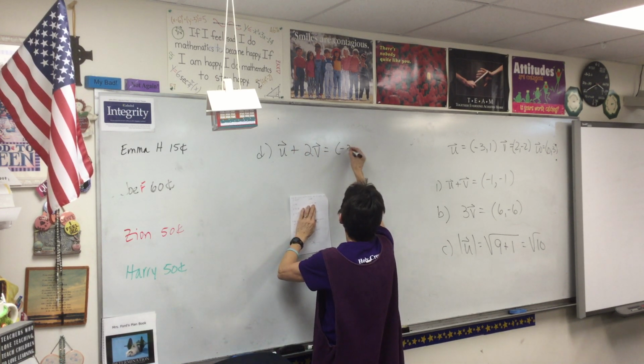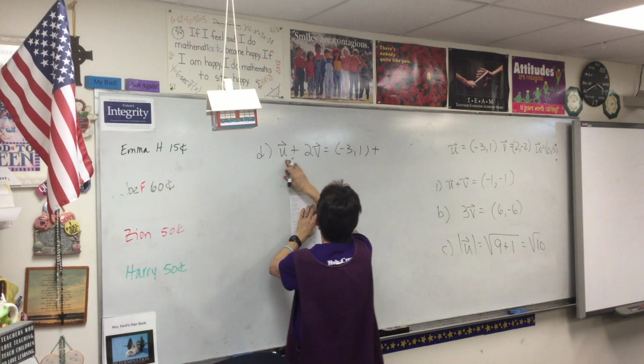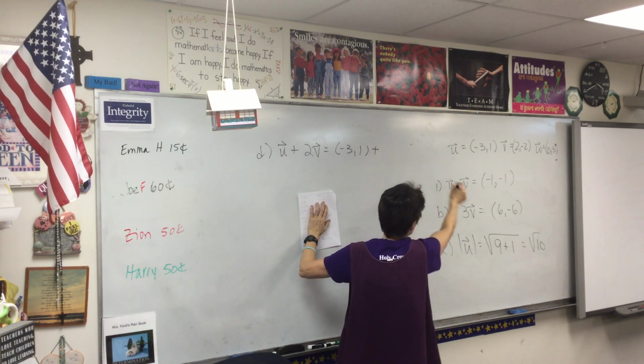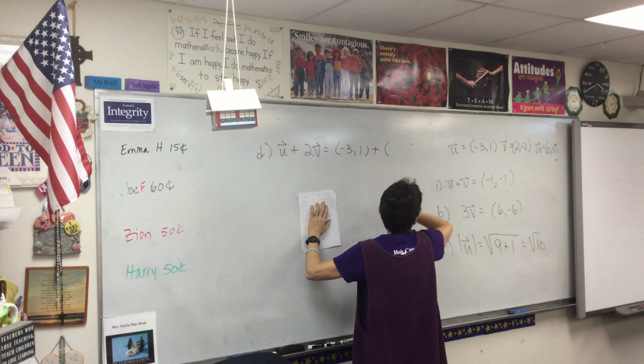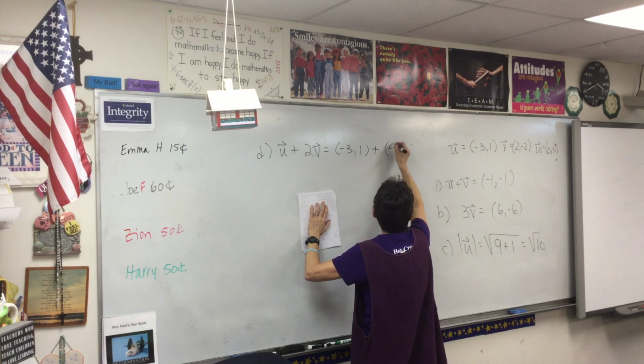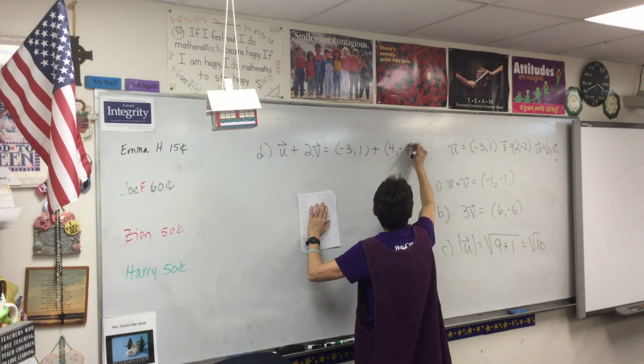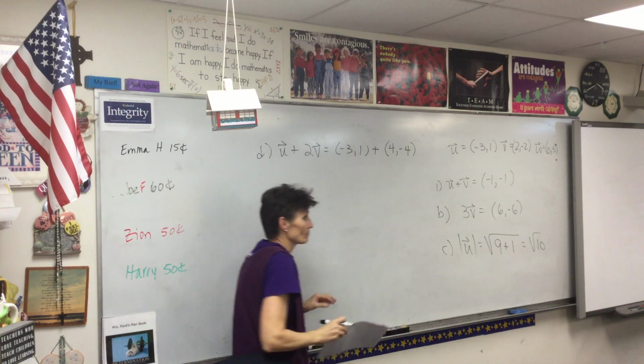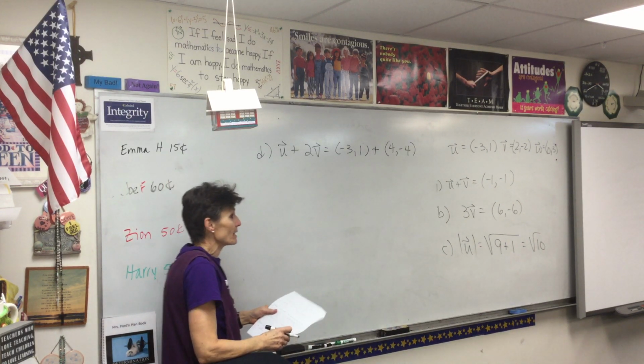So we're going to have negative 3, 1, that's U. And now we have to add 2V. So 2V would be 4, negative 4. Now we're going to add them together.